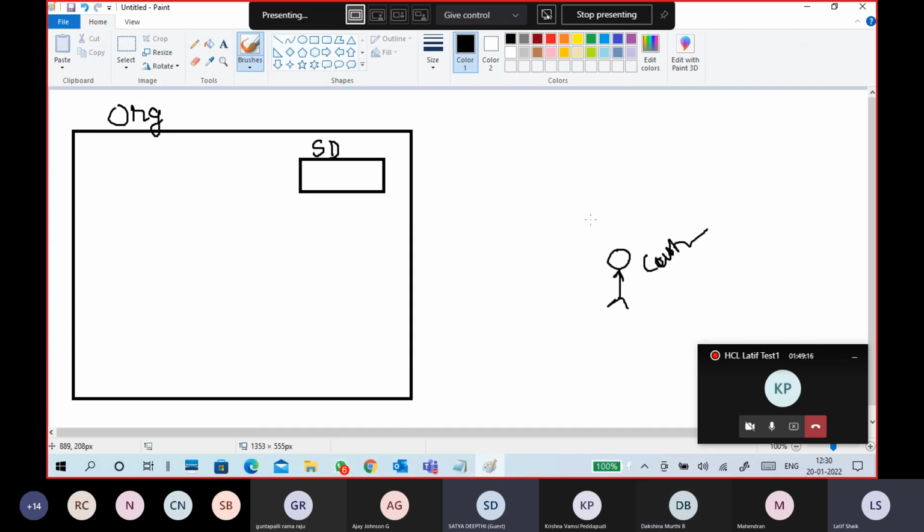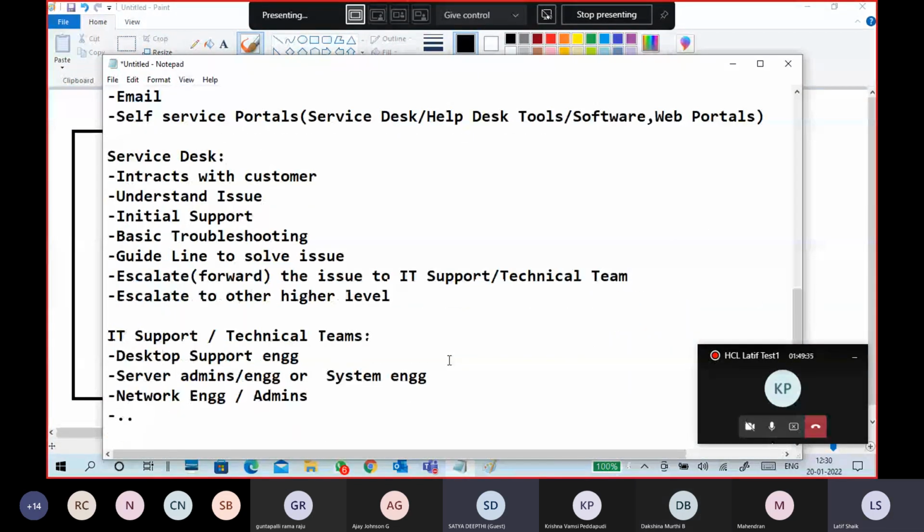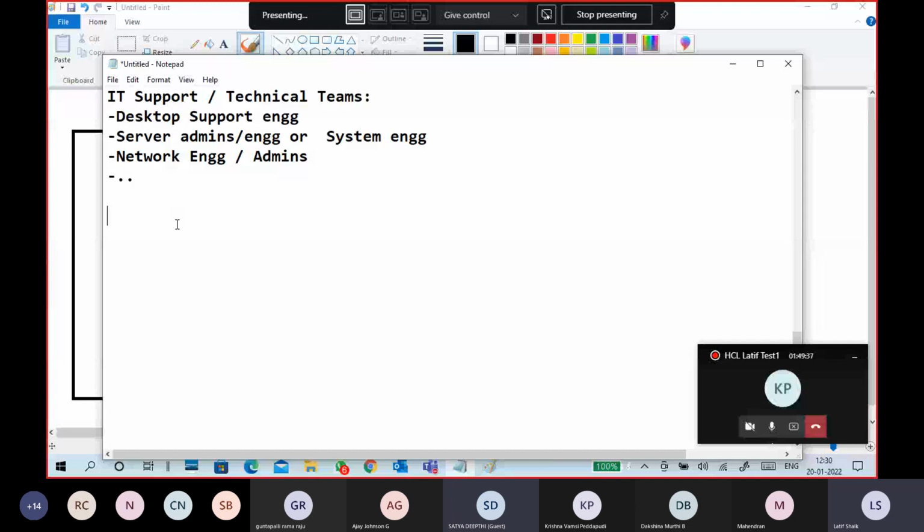I'm a single person accessing a service, so I am also a customer. Whatever it is, I'm using a service, which means I'm a customer. This type of customer is nothing but an external customer. But external customer means something different.